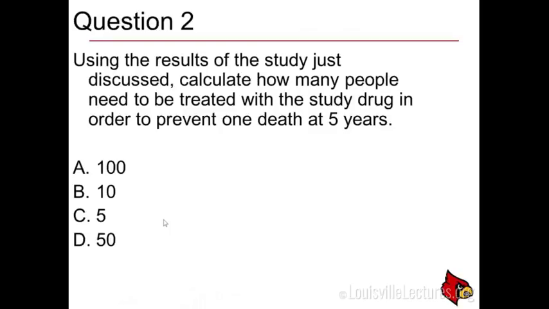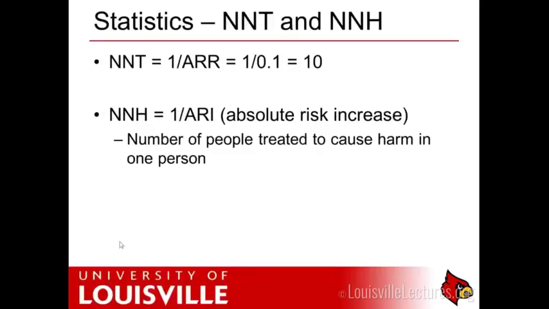All right. So, knowing the absolute risk reduction of 10%, how many people do you need to treat with the study drug in order to prevent one death at 5 years? All right, who says A, 100? B, 10? All right, got a few hands. C, 5? And D, 50? All right, good. Yeah, exactly. It's 10. The number needed to treat is the question here, and that's 1 over the absolute risk reduction. So you're dividing 0.1 into 1, so you get 10.